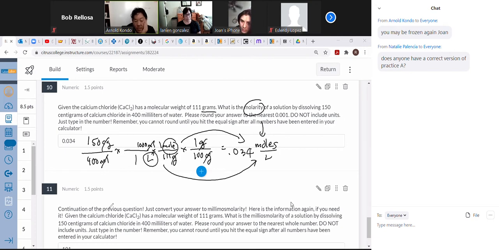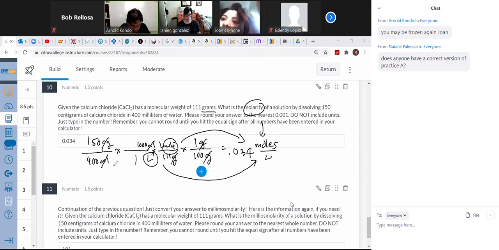And then in this case, this is where Lenine was responding. This is a continuation of the previous question, just convert your answer to milliosmolarity. So here's the information again, if you need it. It's the exact same thing, right? 150 into 400. This is where I actually got this question from Natalie. So I have to be very specific in the way I do this, because why? If we actually do the problem, just FYI, I have to get my calculator out.